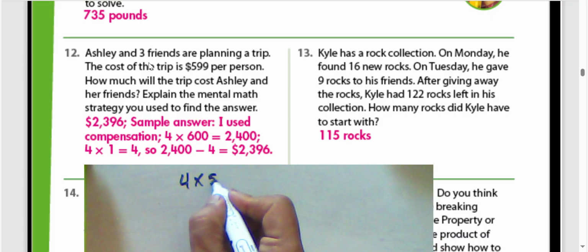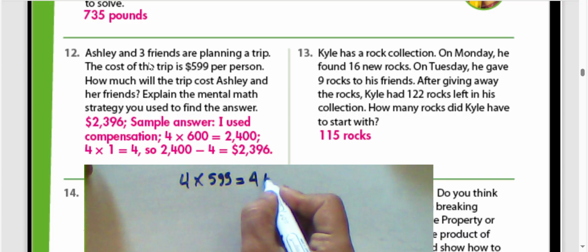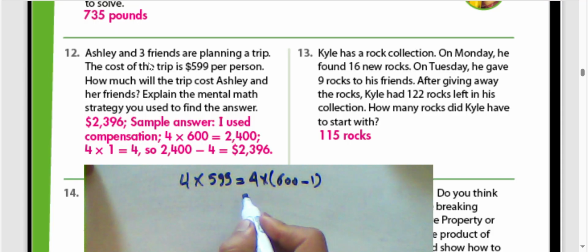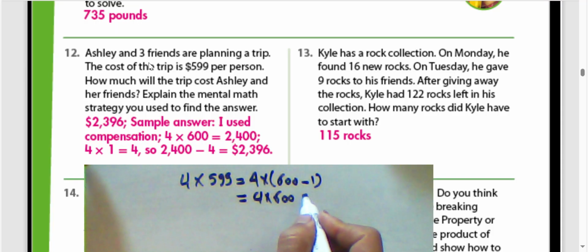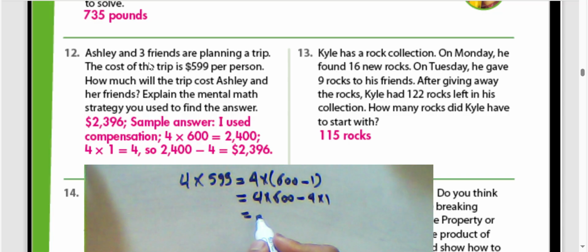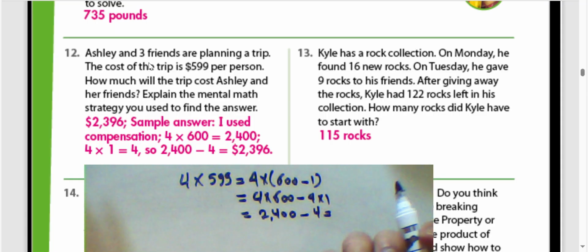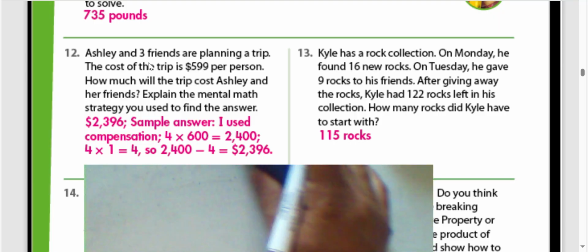4 times 599. We can write 4 times 599 equals 600 subtract 1. Then we can use the distributive property: 4 times 600 subtract 4 times 1. 4 times 600, write double 0, and 4 times 6 equals 24. Then the result will be 2400 subtract 4. And then you can find the difference between 2 numbers. 2400 subtract 4, we can count back by 4 steps. The result will be 2396. Okay, the difference between 2 numbers.